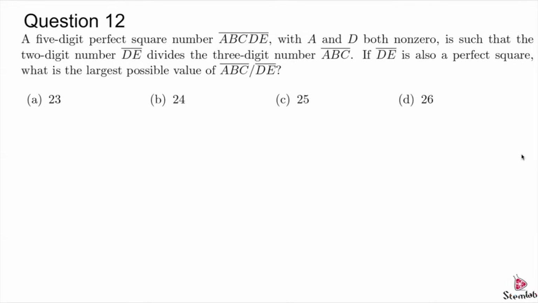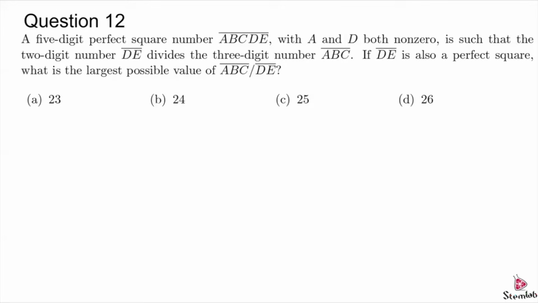Question 12 asks, a 5-digit perfect square number, ABCDE, with A and D both non-zero, is such that the 2-digit number DE divides the 3-digit number ABC. If DE is also a perfect square, what is the largest possible value of ABC divided by DE?